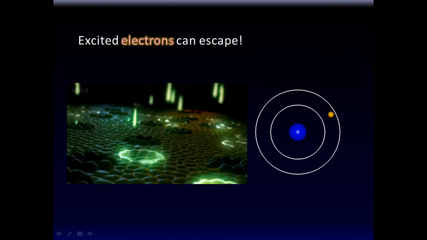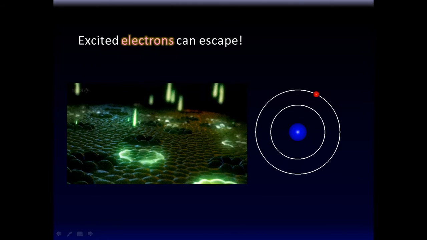Okay, so when an electron is energized after it's hit by a photon, we'll have to go back to it. Okay, now here's an electron. Okay, when it gets struck by a photon, it gets more energy and it's able to go into higher orbitals.